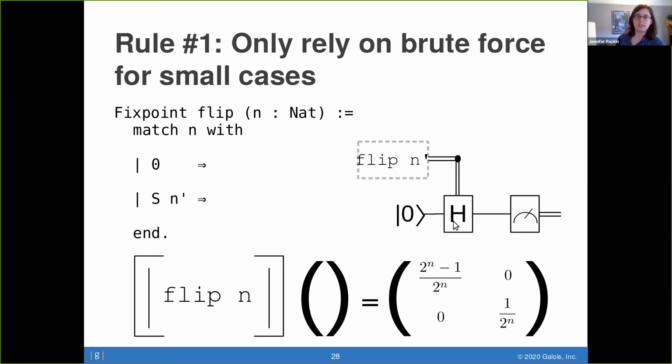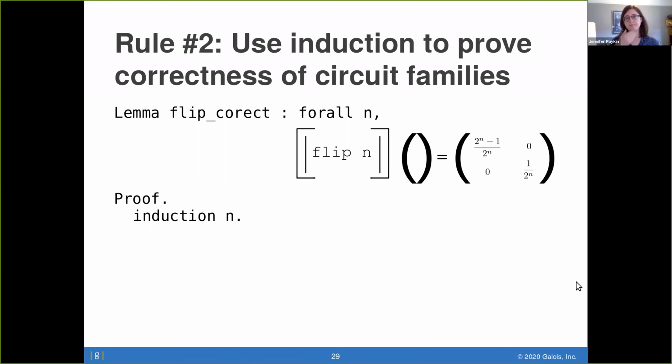So now we want to prove that this definition meets our specification, right? And how are we going to prove that? Well, by induction, by using the induction hypothesis. So this is the statement of our correctness theorem for flip, modulo making it look prettier in line with the talk.